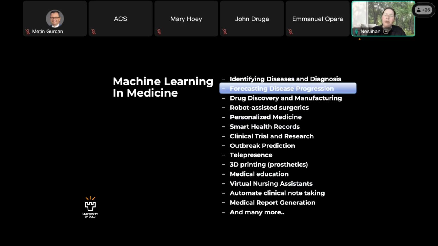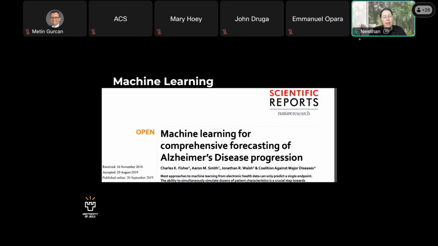If we return to our previous list, maybe more important than diagnosis, machine learning has been used to predict disease progression. In this study, machine learning is used to simulate detailed patient trajectories for personalized Alzheimer's disease forecasting. For example, patients with the same disease can have different symptoms, different progression rates, and different treatment responses. So predicting these differences is very important for precision medicine.